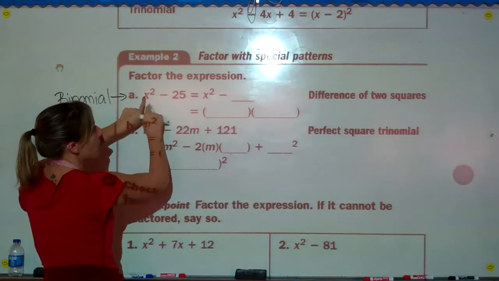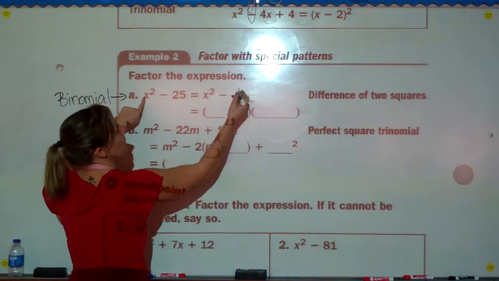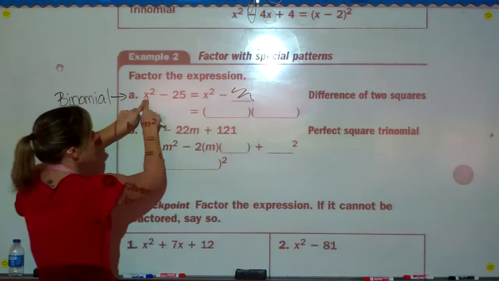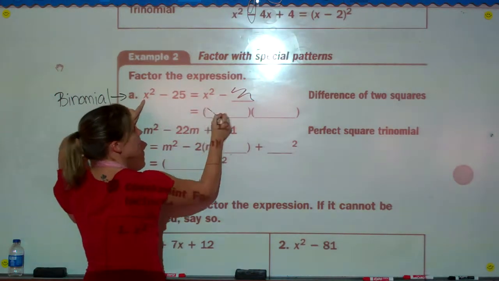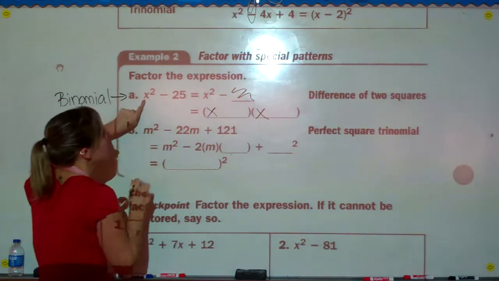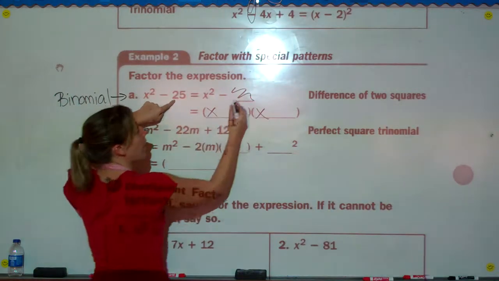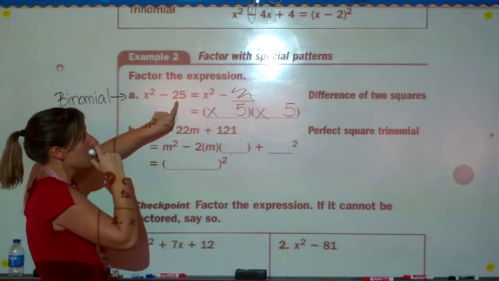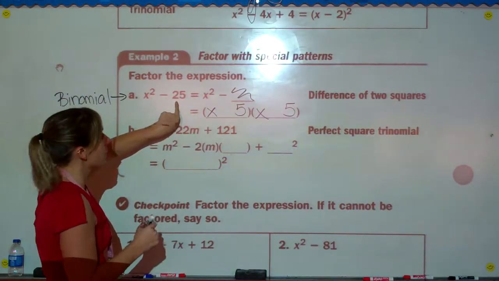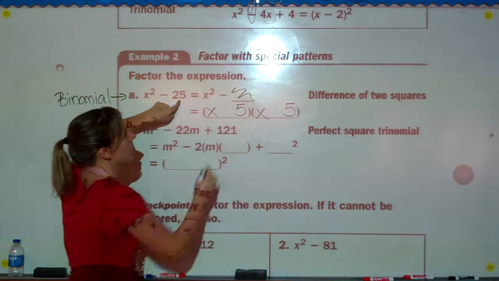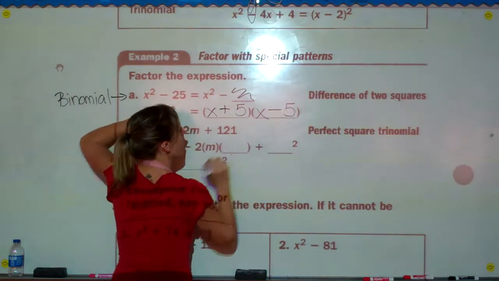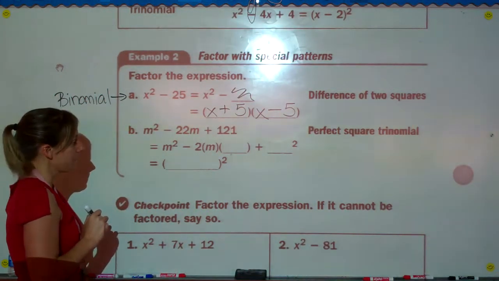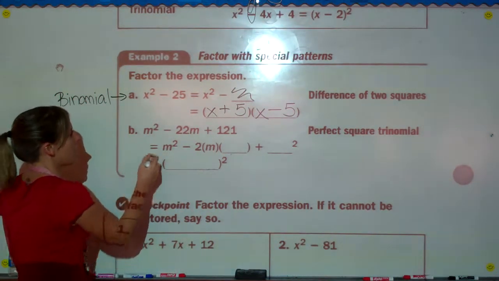So what times what? I wouldn't worry about this. What times what gives you x squared? That's x times x. What times what gives you 25? That's 5 times 5, because 25 has a square root. It's a perfect square. And then a negative 25 would be a positive and a negative. Okay? All right, this one is one of the other patterns.